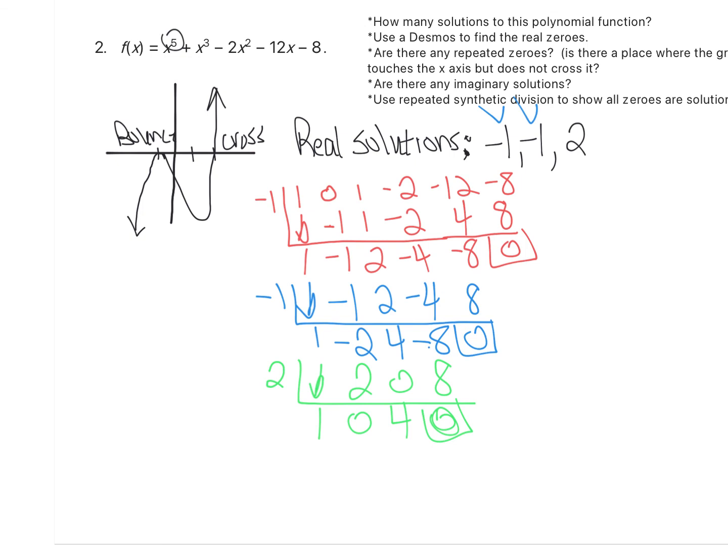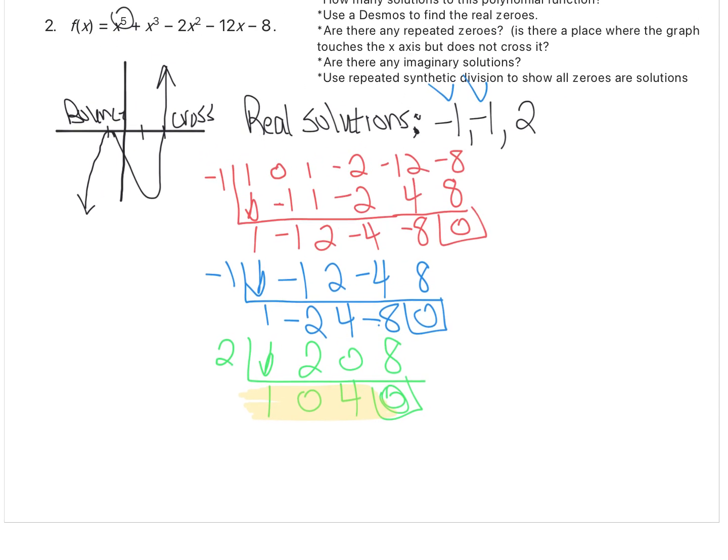I have synthetically divided by all of my factors, my real solutions, and I am left with 104. Okay, that 104 tells me what my equation is that I need to write in order to solve to find my imaginary solutions. Well, I started with a 5th power. I divided out a -1, that would be a 4th power. Then I divided again, would be a 3rd power. Divide again, so this is going to be an x squared down here. So I'm going to have 1x squared plus 0x plus 4 equals 0.